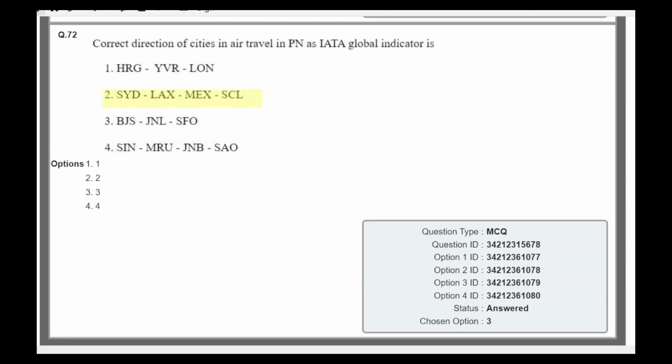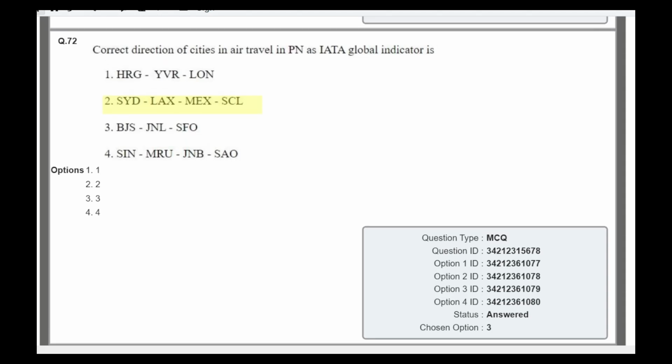Question number 22, it's from the second unit, number 2, again ITA global indicators. The answer was option number 2. I don't know much about these ITA things.